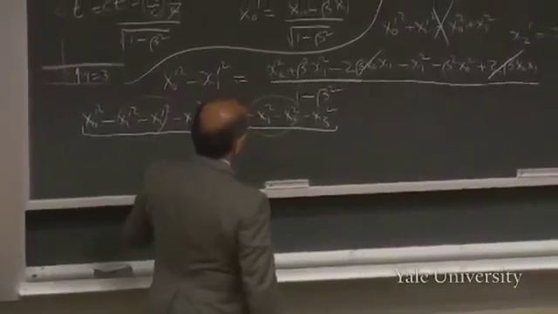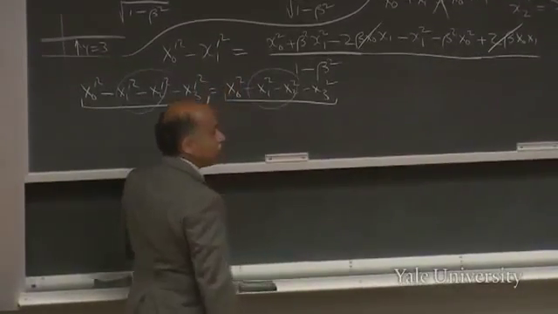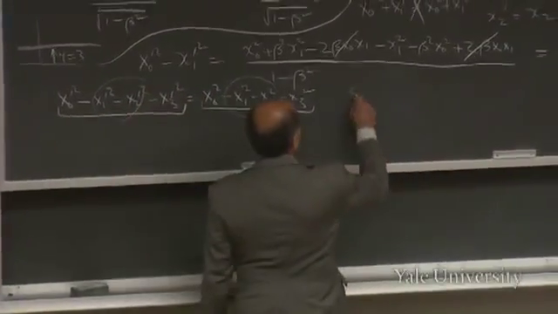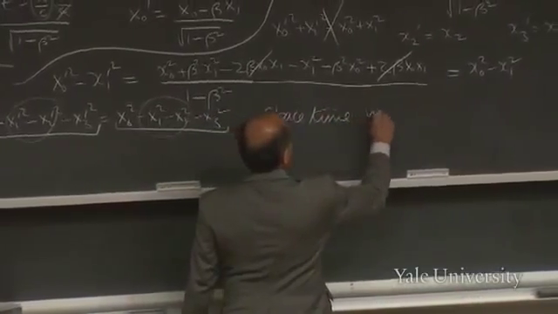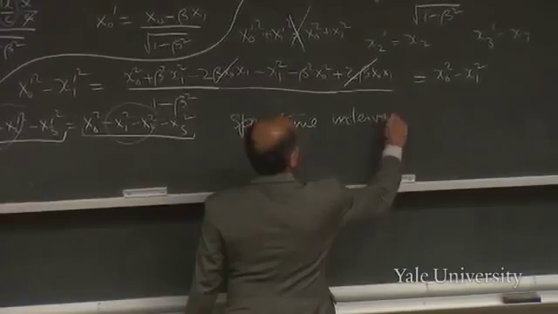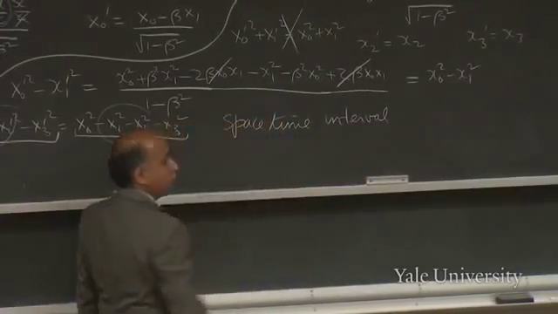So this is the analog of the length square of a vector, and it's called the space-time interval. It's not the space interval. It's not the time interval. It's the space-time interval between the origin and the point x, t.